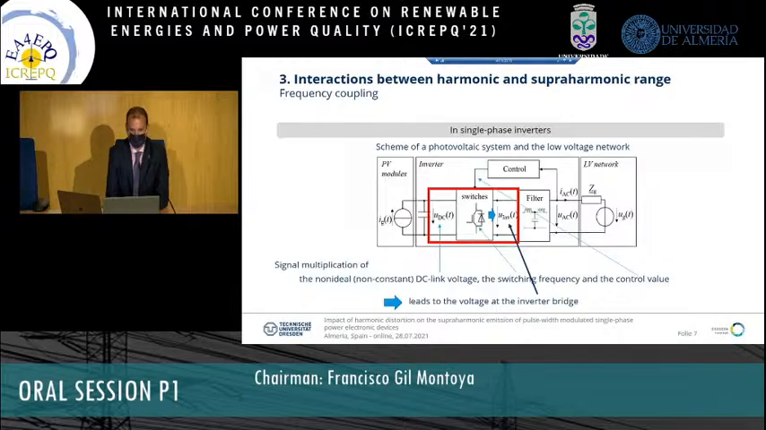Here's a picture of a single-phase inverter. When we look at it from a white box perspective, we can see that we have signal multiplication of the non-ideal DC link voltage, on the left side here in the picture. Then we have the switches that switch at a certain fixed frequency, and of course also the control. And this all leads us to the voltage at the bridge side, which is named U inverter in this paper. And this is what we're going to look at right now.